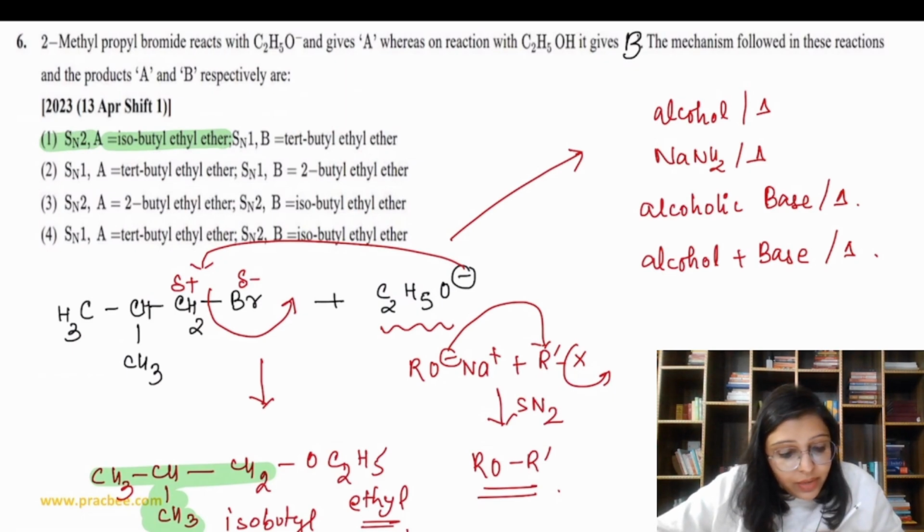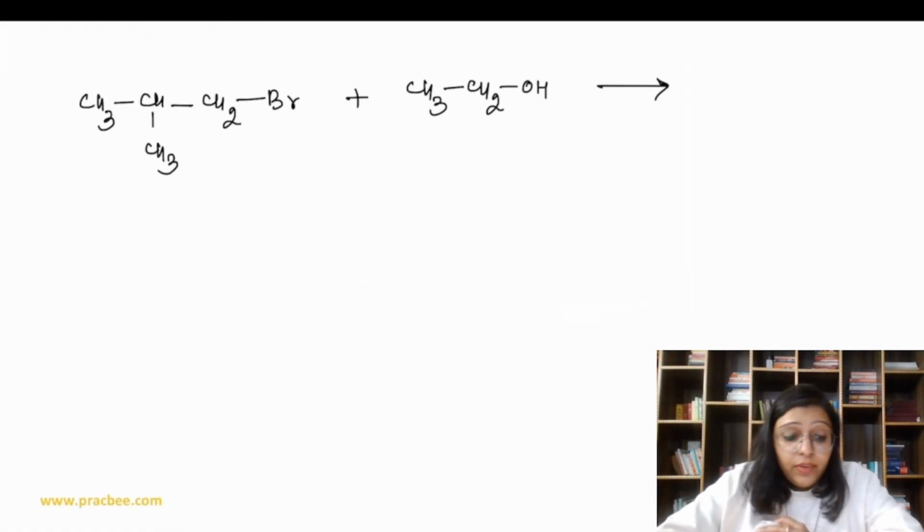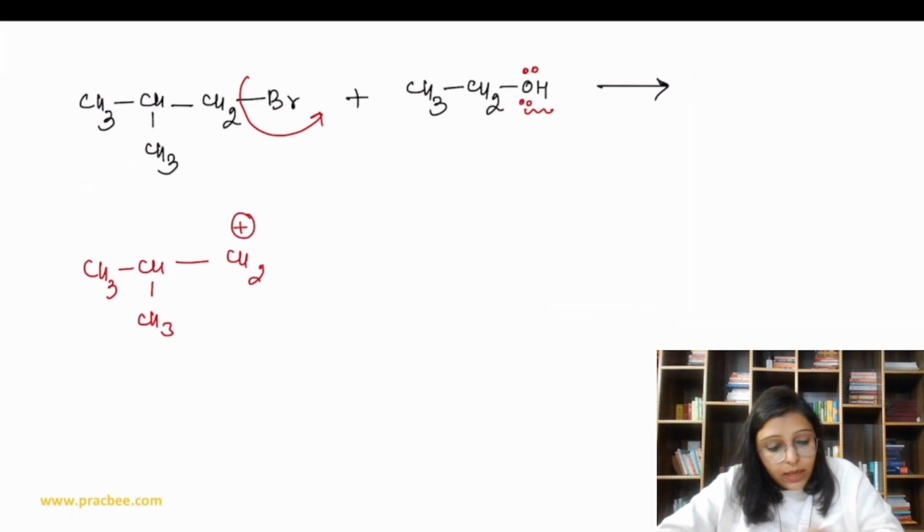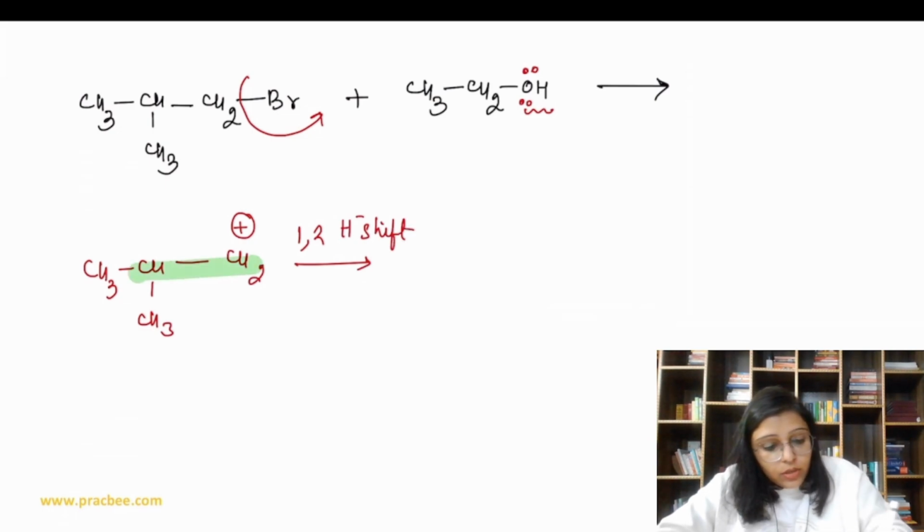Now the next part is we have alcohol. Now what to do over here? See, the point is it cannot attack easily, right? So here let's remove Br. If I remove Br, we get CH3, CH, CH3 and then CH2 positive. Now what can we do? We can do a 1,2 hydride shift rearrangement. So if I do so, we get CH3, C positive.